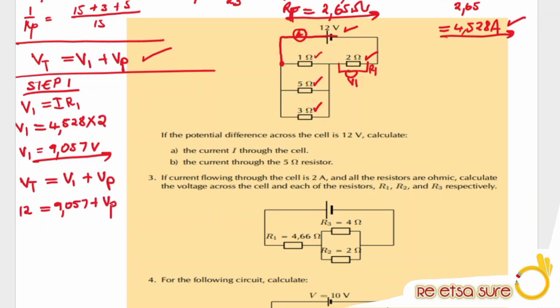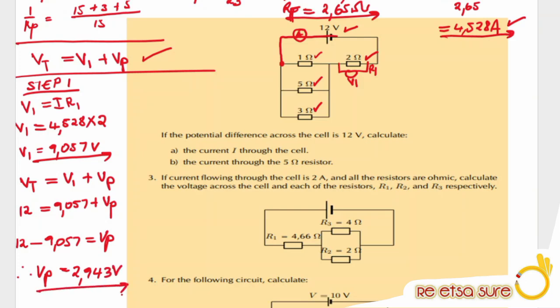So if I want to make VP the subject of the formula, I will have to take this 9,057 to the other side. So obviously we know that is going to change the what? The sign. So 12 minus 9,057 is equal to VP. Therefore, what is our VP? Our VP is 12 minus what? 9,057. And then our answer for VP is 2,943 V.